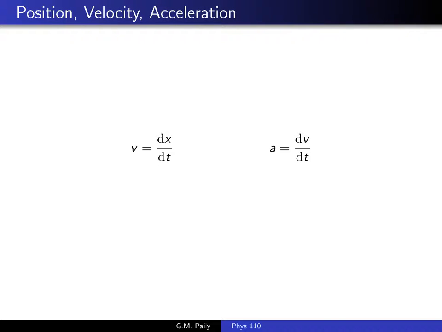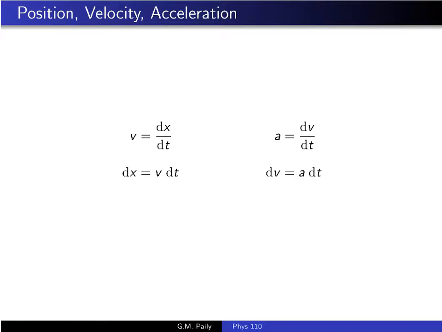We start with our definitions of velocity and acceleration. Velocity is the rate of change of position with respect to time, and acceleration is the rate of change of velocity with respect to time. So this shows us how, if we are given position as a function of time, we can take its derivative and get velocity. If we are given velocity as a function of time, we can take its derivative and find acceleration.